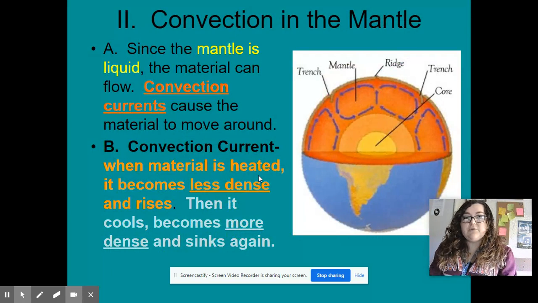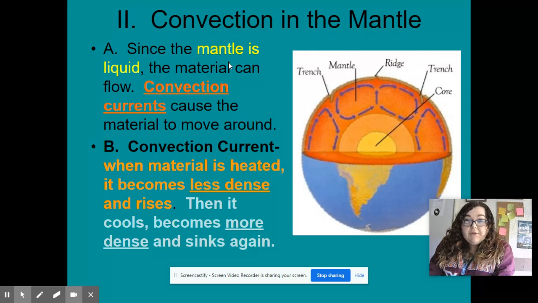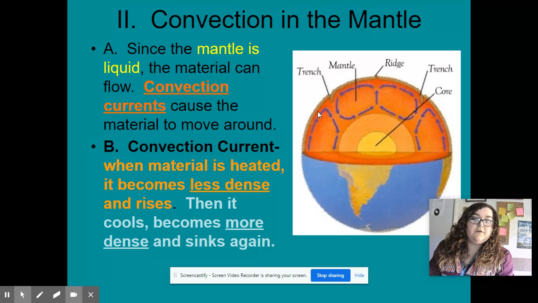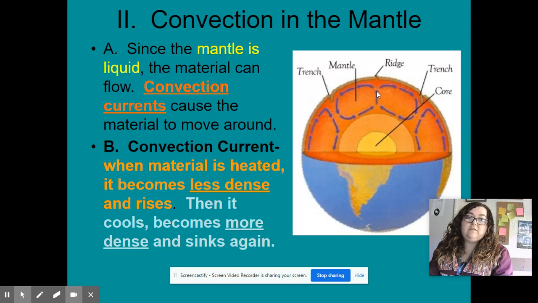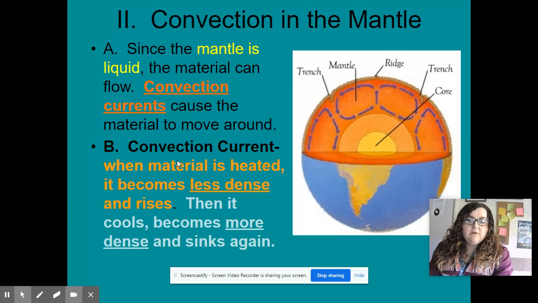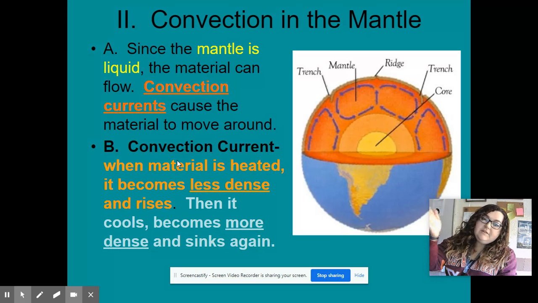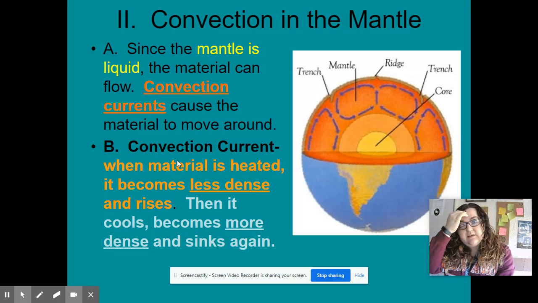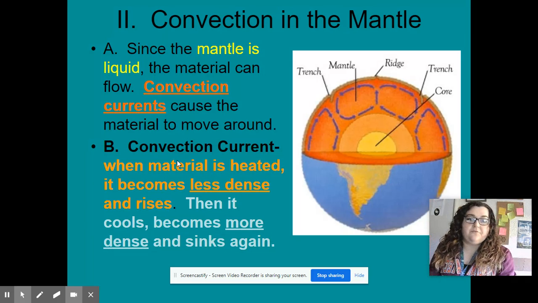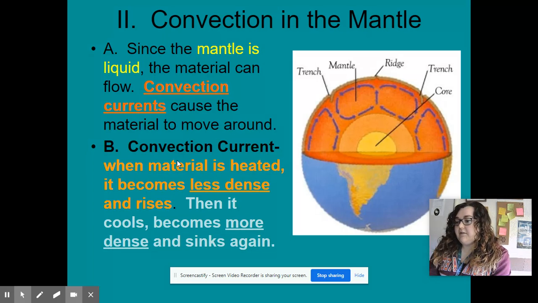So next part, 2, convection in the mantle. Since the mantle is a liquid, the material can flow. So convection currents cause the material to move around, like I was discussing earlier. We've got the heat coming up, it's cooling down, so it's dropping back, and it's creating these currents. A convection current is whenever the material is heated and it becomes less dense and it rises. Then it cools, becomes more dense, and it sinks. Kind of like the air did in our meteorology unit. The hot air rose, cooled down, sunk, and that's how we got different fronts. So right there in those blanks.